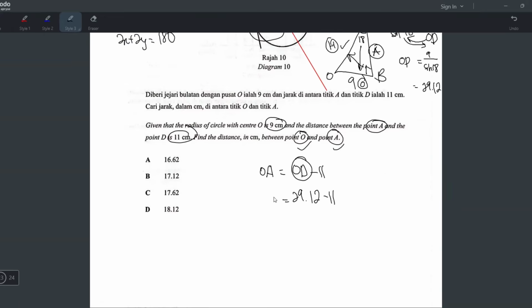So yeah, ada jawapan. I see it already. The answer is D. Okay. So bulat yang tu, that's all.